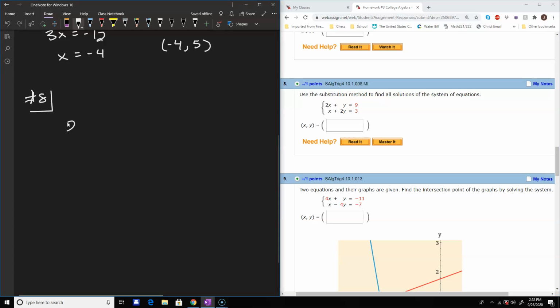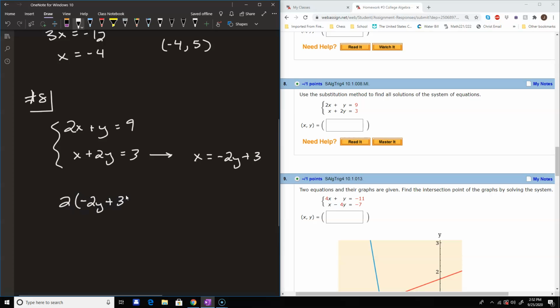we have 2x plus y equals 9, and x plus 2y equals 3. It's pretty easy to substitute either one here. I'm going to solve the bottom equation for x, so x will equal negative 2y plus 3, just subtracting 2y on both sides, and then we plug that into the top equation. So we do 2, then replace x by minus 2y plus 3 in parentheses, plus the y equals 9, and multiply out. So we get minus 4y plus 6 plus y equals 9.